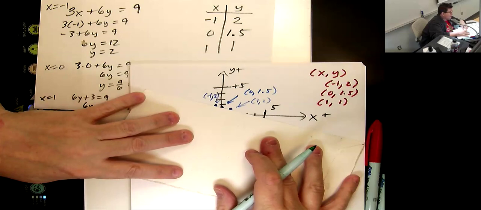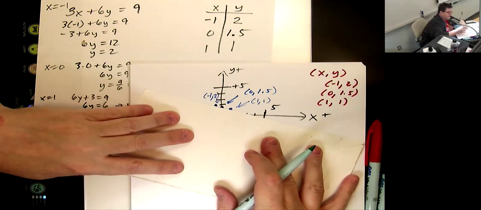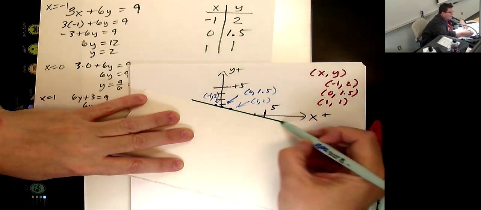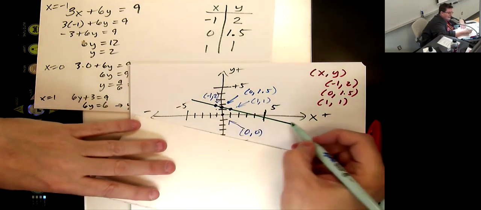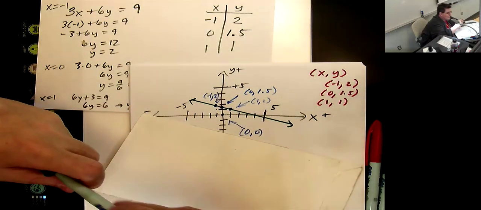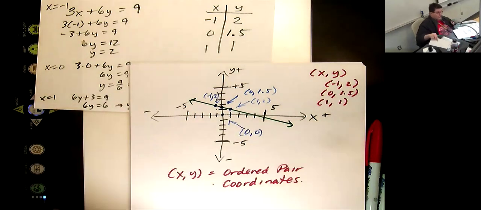Notice if I line them up, they're all on one line. That's why we do 3 points. If they're all on the same line, then they're probably accurate. If you made a mistake and they don't all lie on the same line, something's wrong. You gotta go back and check your points. So that's how we graph the line, by just plotting points.